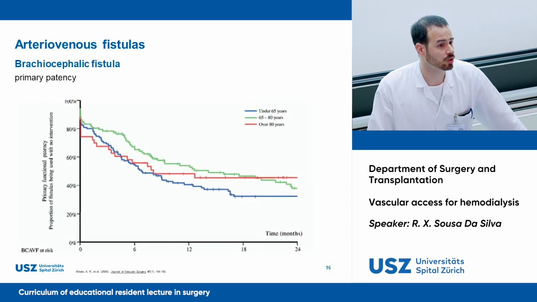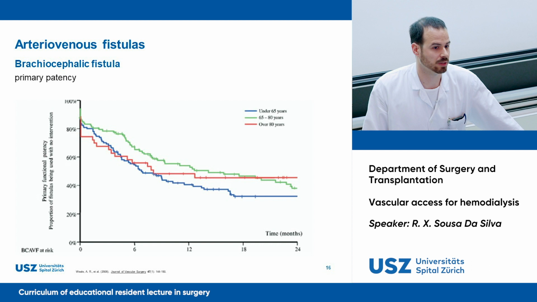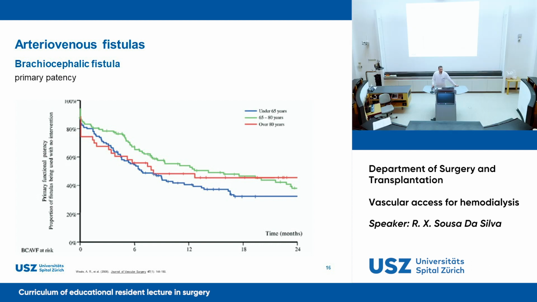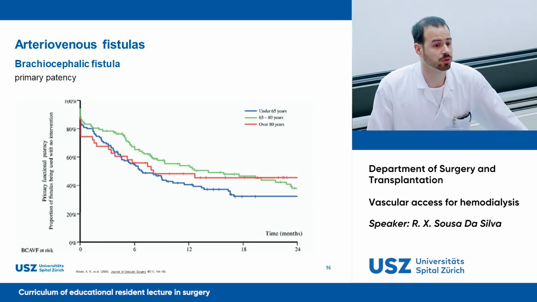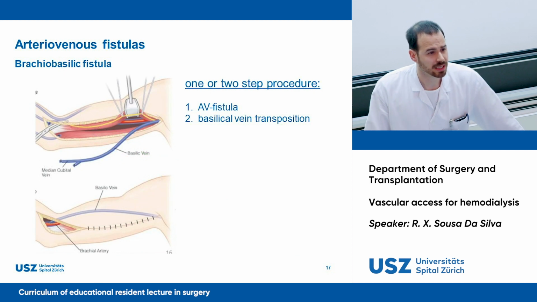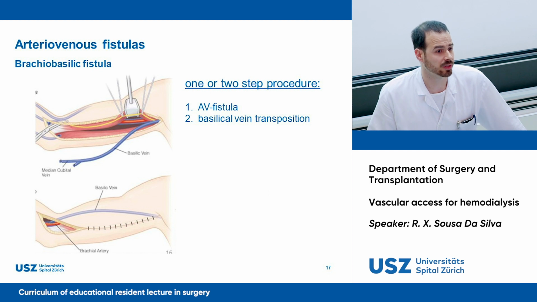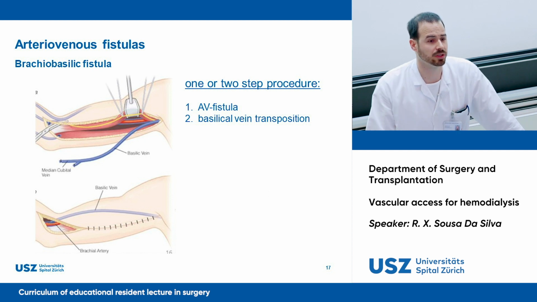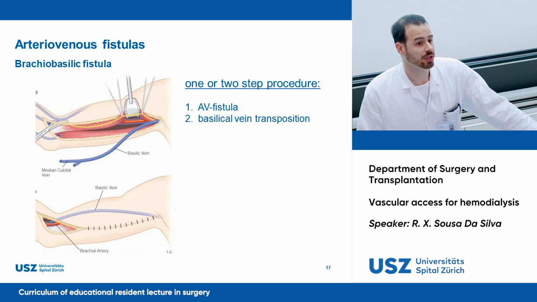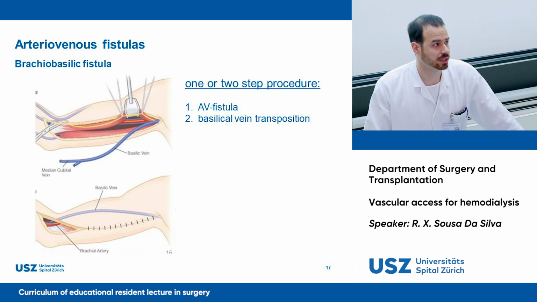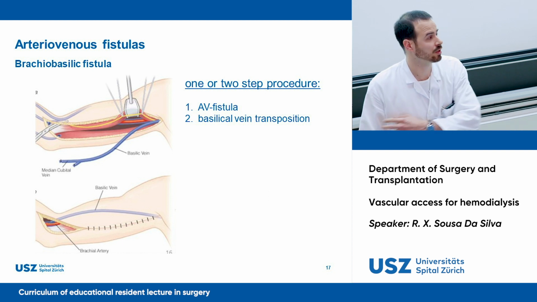The same result could also be shown for brachiocephalic fistula. So the message is that primary patency is not really high at all, and you should offer it also to elderly patients. Next level would be the brachiobasilic fistula. There is a 1- or 2-step procedure. Here in our clinic, we prefer the 2-step procedure, meaning first you create an arteriovenous fistula, and only if maturation is there, you perform in a second step the basilic vein transposition to anterolateral.